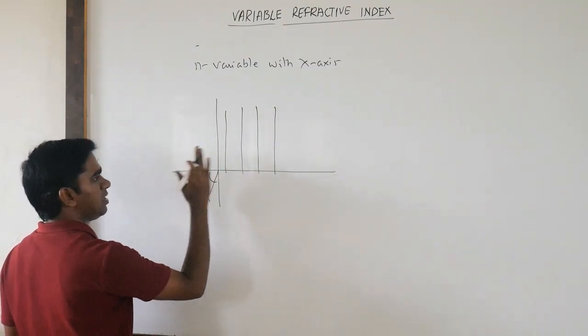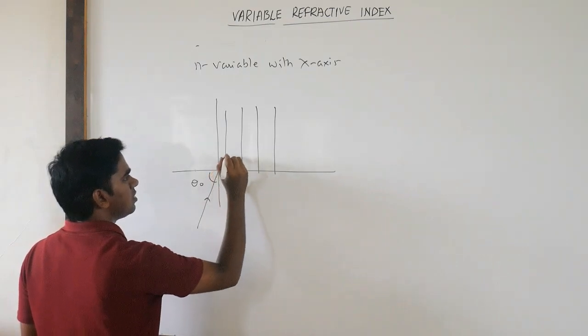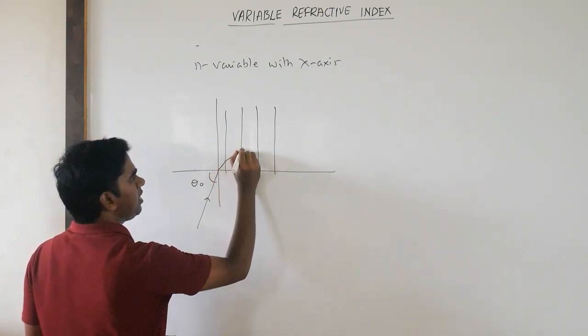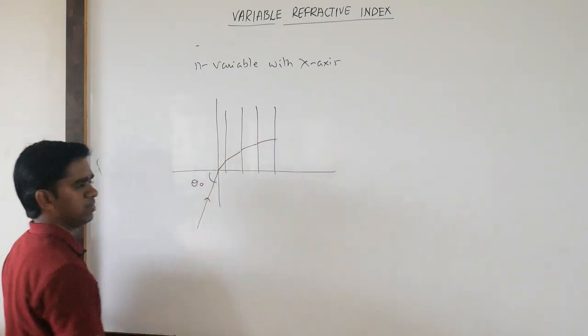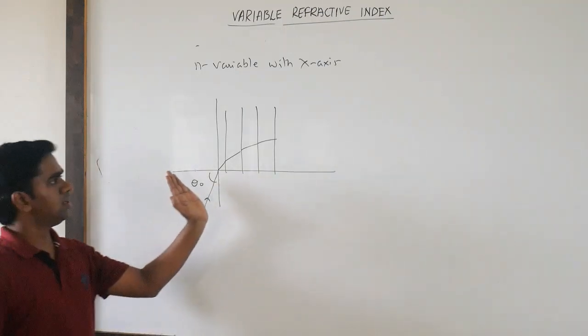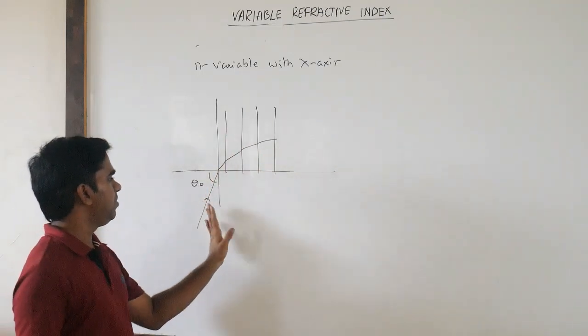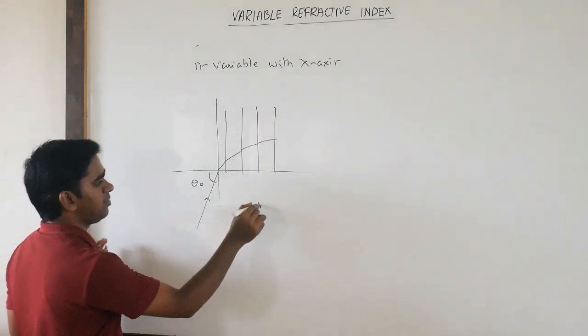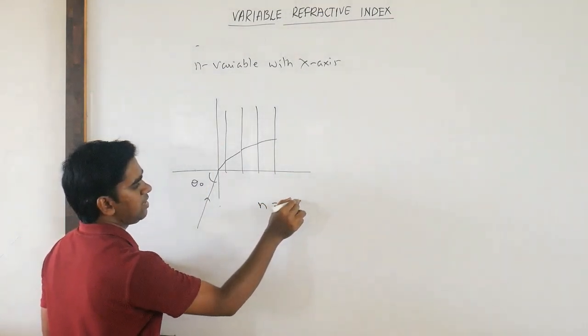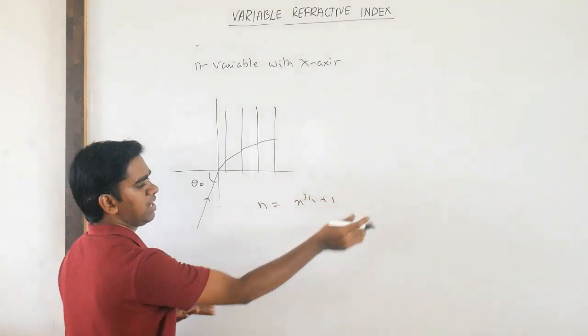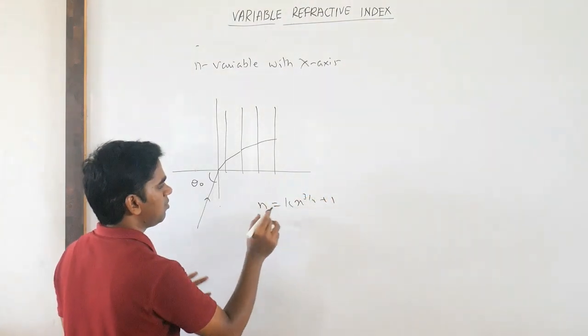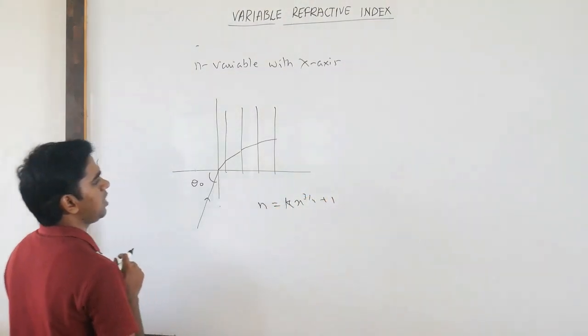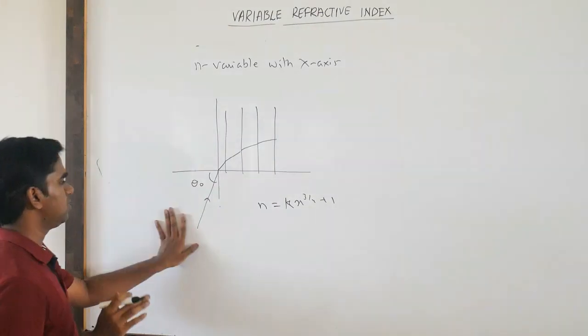It is traveling from rarer to denser. It will bend towards the normal, again towards the normal, again towards the normal. Okay, so this is what the path looks like. Now they may ask to write the equation for this path, and they will give a refractive index something like x raised to 3 by 4 plus 1. It should be a function of what? A function of x.